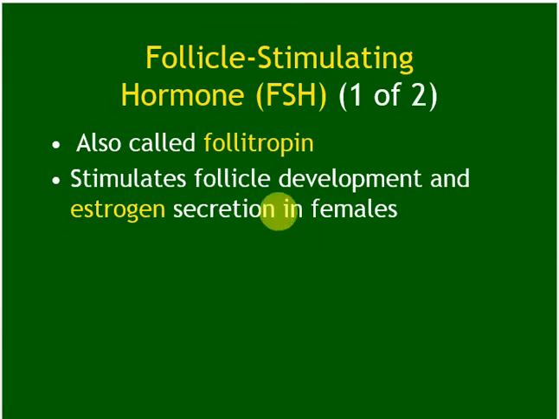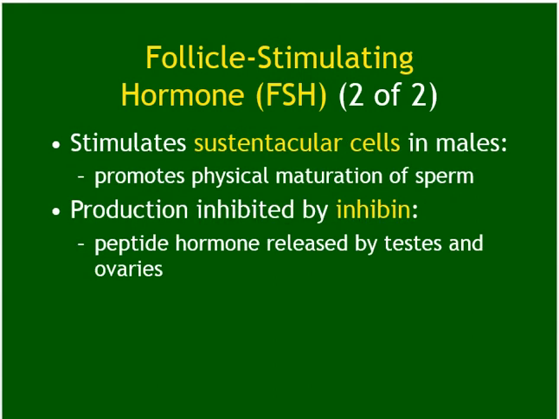FSH is called folitropin, meaning tropin to the follicle, which is the ovarian follicle, the follicles in the ovaries that will produce the ova and also some secretions. So FSH goes to the ovaries, and the ovaries secrete estrogen. In males, on the other hand, FSH goes to the sustentacular cells. And you need to remember all these cells. So about the hormones, you need to remember the name of each hormone, the function of each hormone, where it is secreted exactly, from which cell, and the regulation of the hormones.